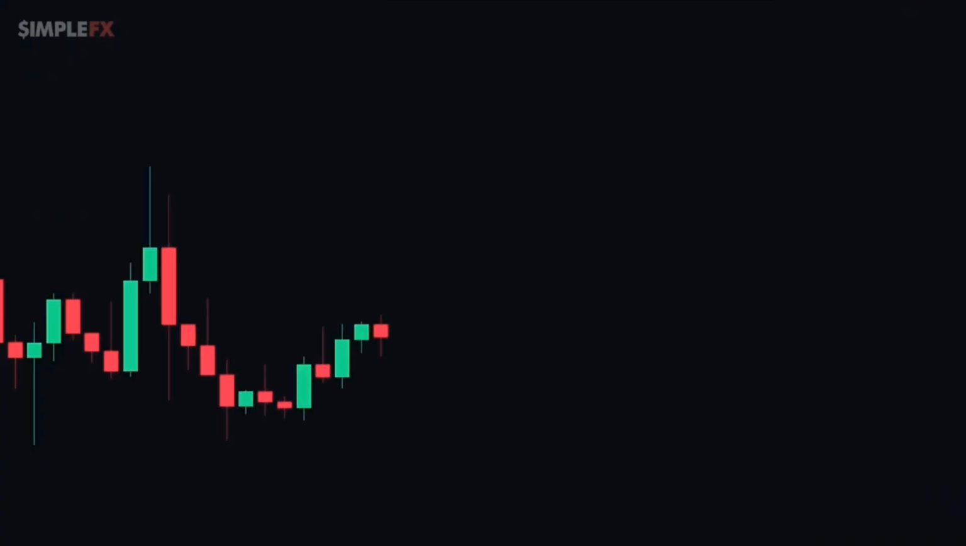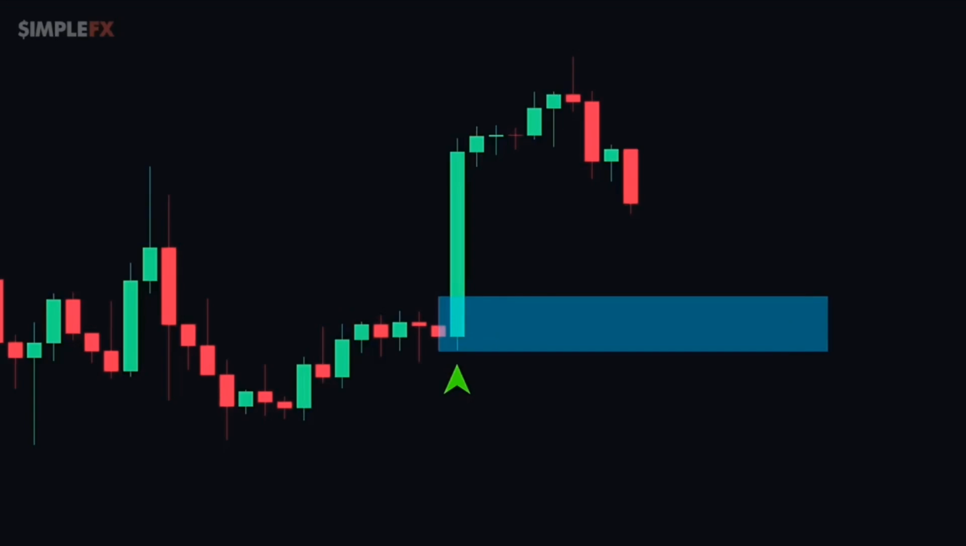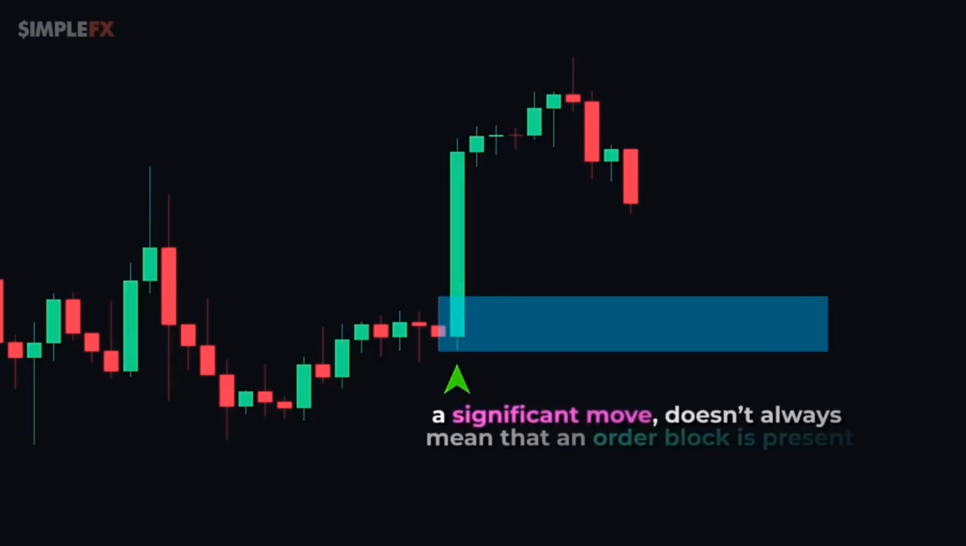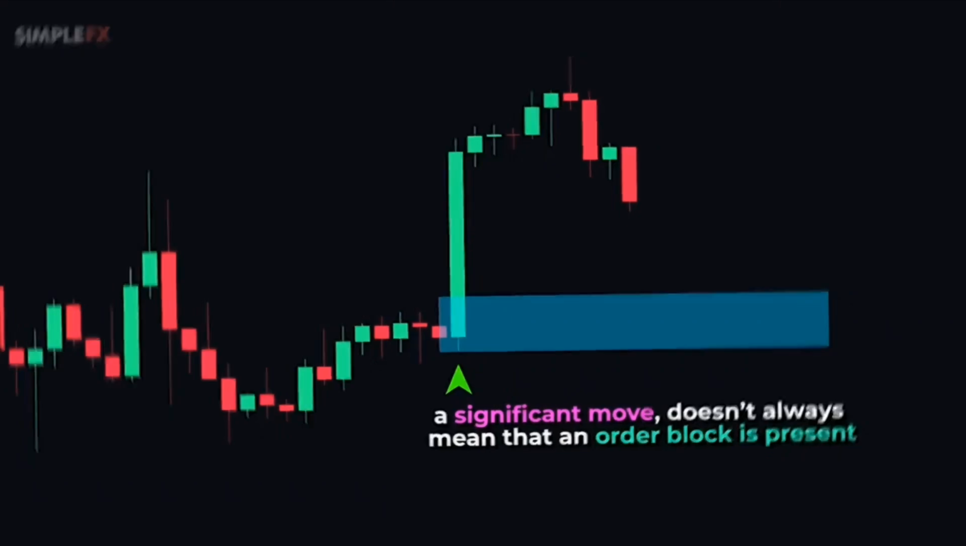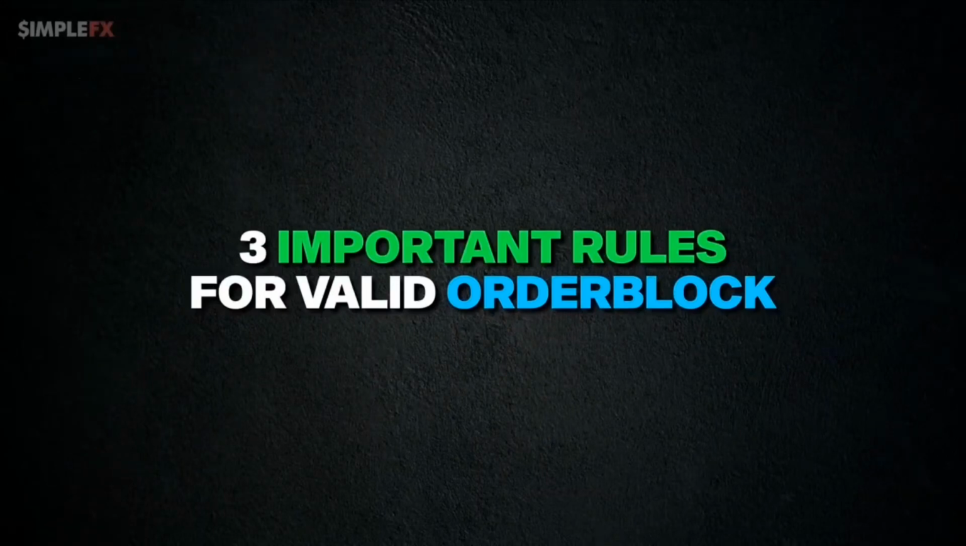Remember, in our very first example, I mentioned that if the price moves significantly from a point, we could draw an order block. Well, it's not quite that simple. A significant price move doesn't automatically mean that an order block is present. There are specific rules that determine whether an order block is valid. So here are the 3 important rules for a valid order block. These are crucial, as you won't be able to trade this strategy if you don't get these down.